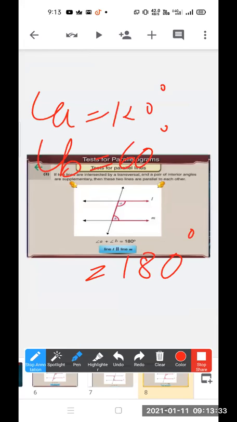Okay, 180 degrees, it means they are supplementary. So we can say that if the interior angles formed are supplementary, then line L is parallel to line M.